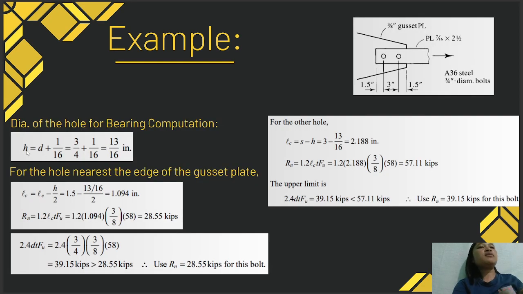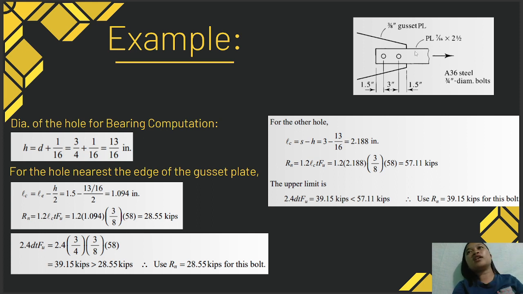So, pag-determine nato sa H or ang hole, diameter sa hole, nabala nato to sa katong previous topic nga ang gamiton nato ana is just the diameter plus the 1 over 16. Di na ito mapinunto ka sa roughness nga 1 over 16. Ang ato rang gamiton is just the 1 over 16, and di na siya mahimog 1 over 8. So, H now is equal to D plus 1 over 16.